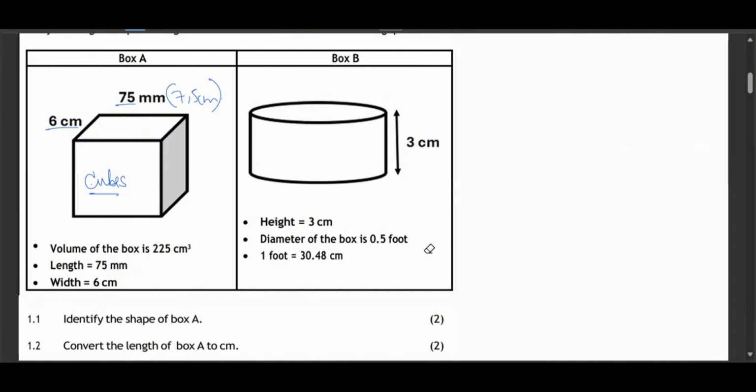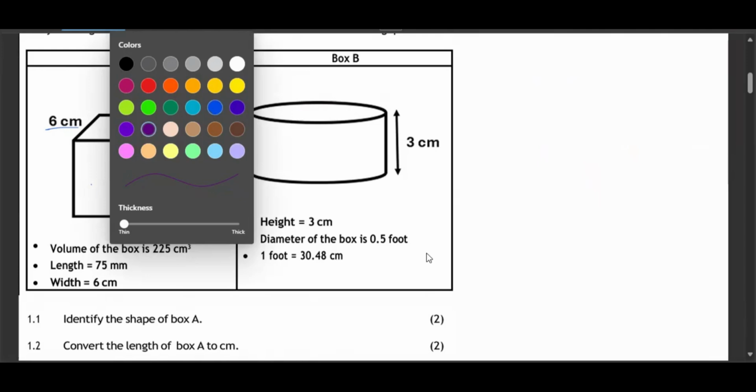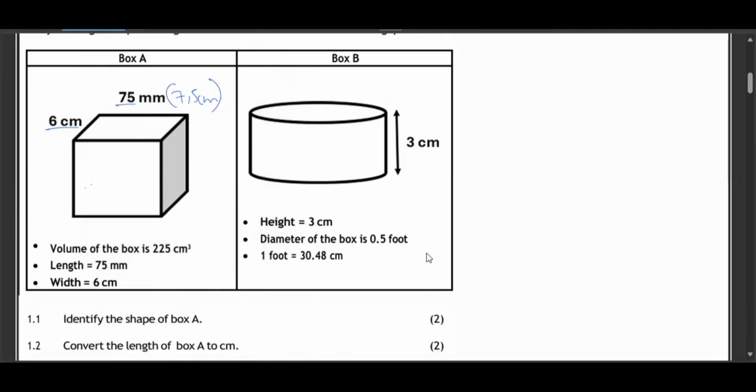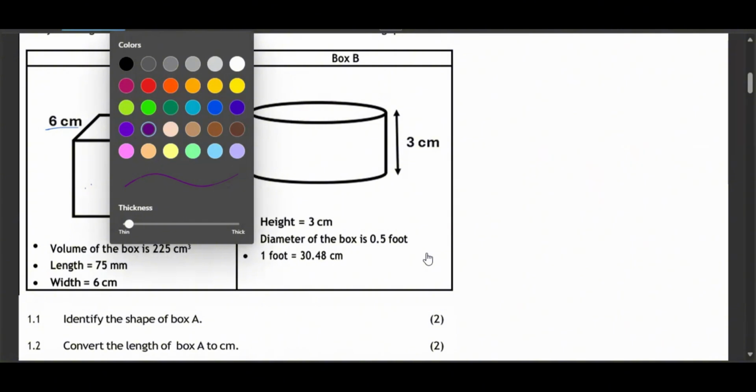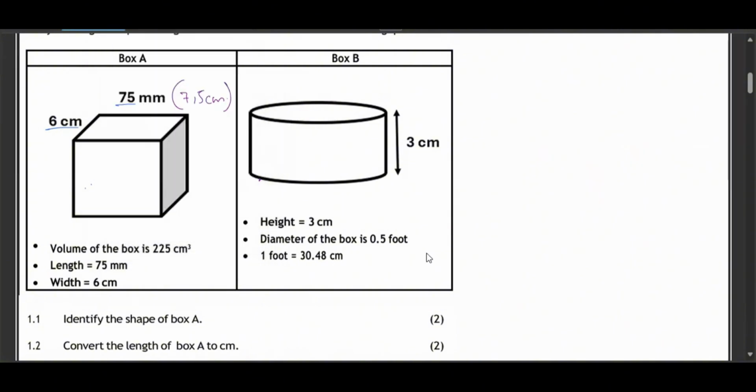Mere looking at it the first time, you could guess and say cube. But when you look at the mathematical properties, it's not a cube. It's a rectangular prism. So for the identify here, we shall say it's a rectangular prism. Okay.